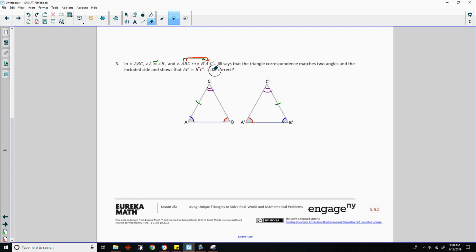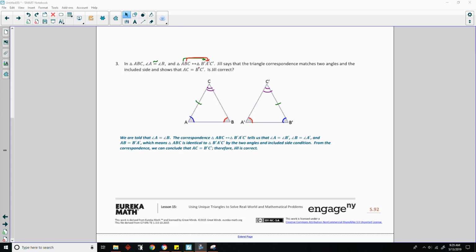Okay, so what she is saying is the triangle correspondence matches 2 angles, angle A to B prime and B to A prime, and the included side, and shows that AC equals B prime C prime. Is Jill correct?